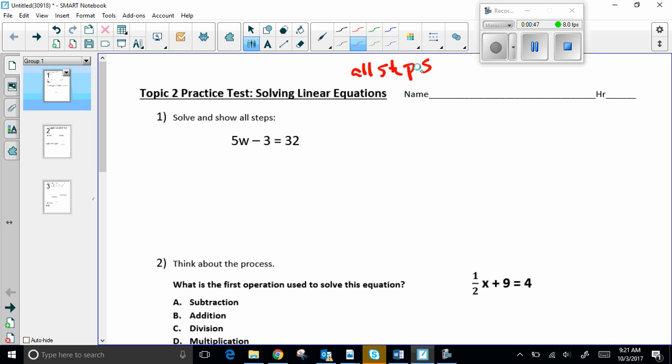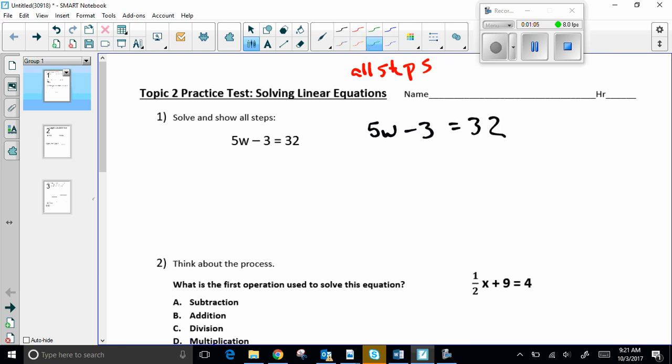Okay? So let's start with number 1. It says solve and show all steps. We've got 5w minus 3 equals 32. What I would like for you to do, I know this is kind of an extra step, but I want you to rewrite it over here. 5w minus 3 equals 32. So it's in your own writing.